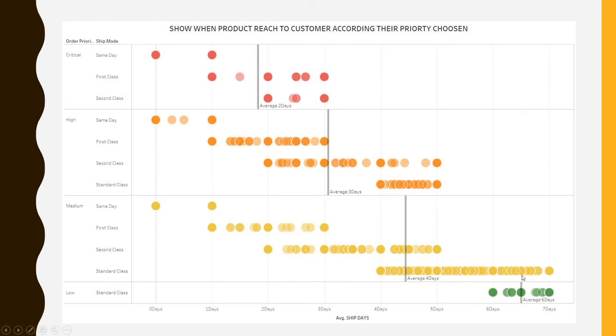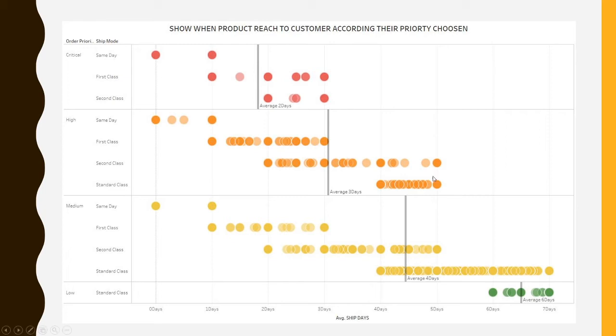So it means if you are selecting any product with the critical priority, you will be getting your product delivered within fewer days. But if you are selecting your priority as low, then you will be getting your product delivered within a higher number of days, or we can say within 6 or 7 days.